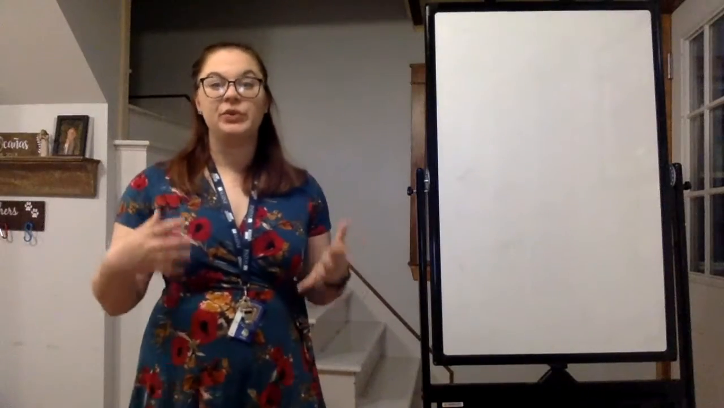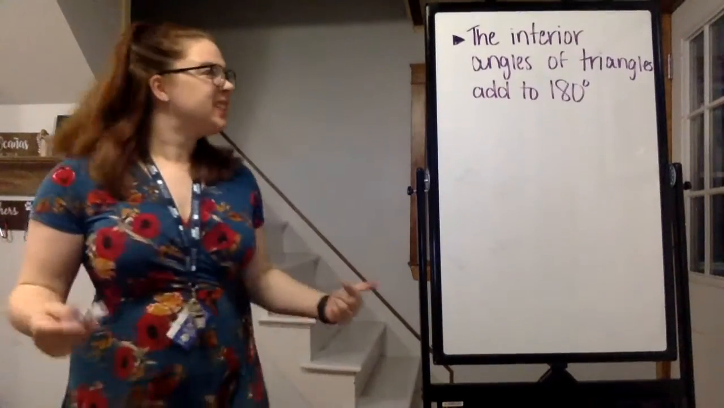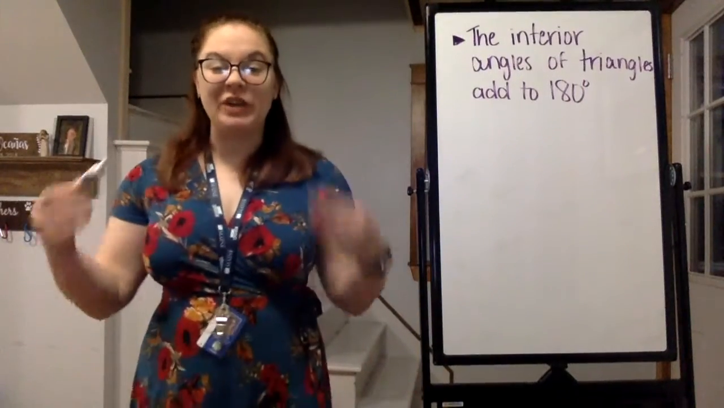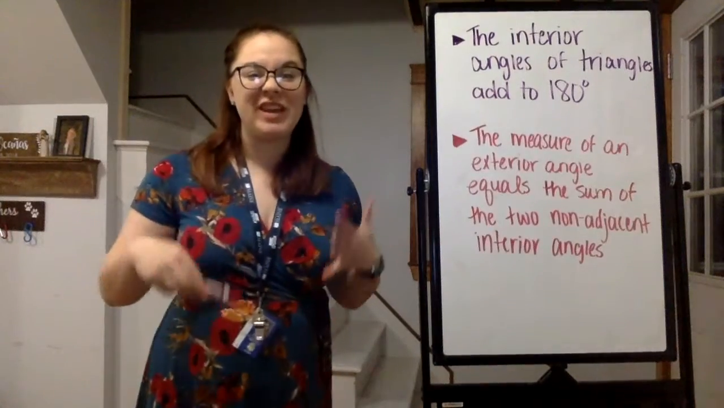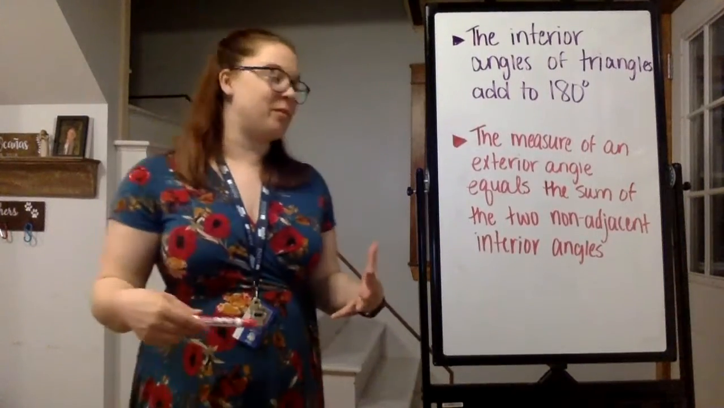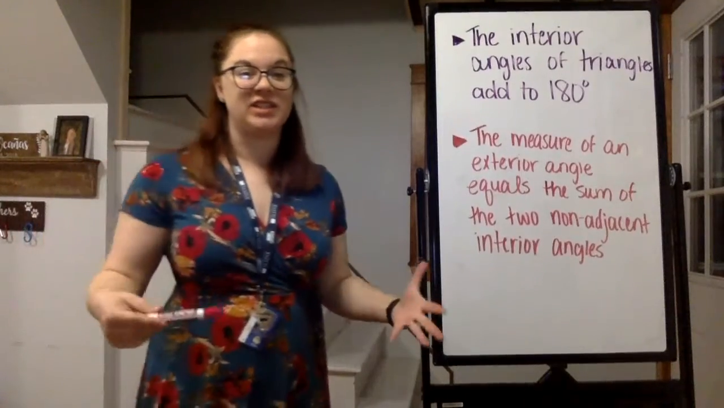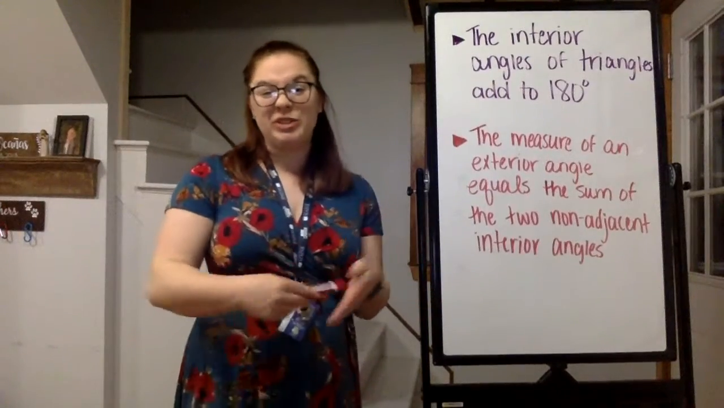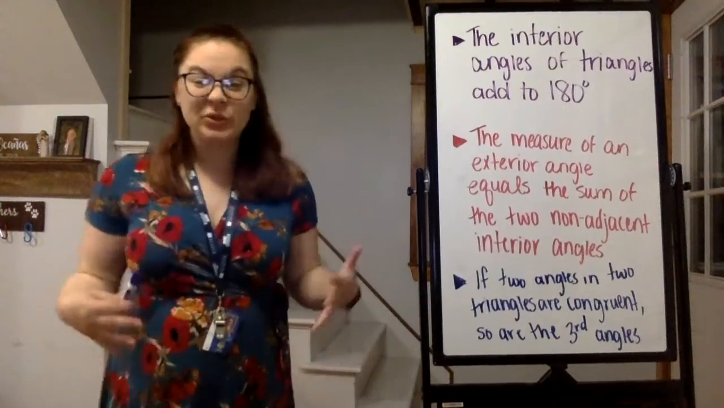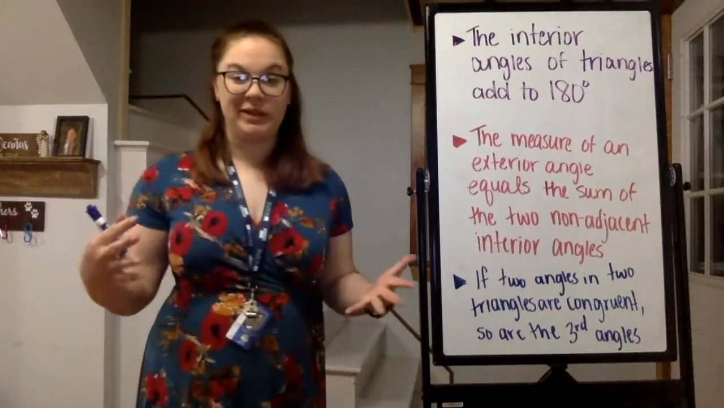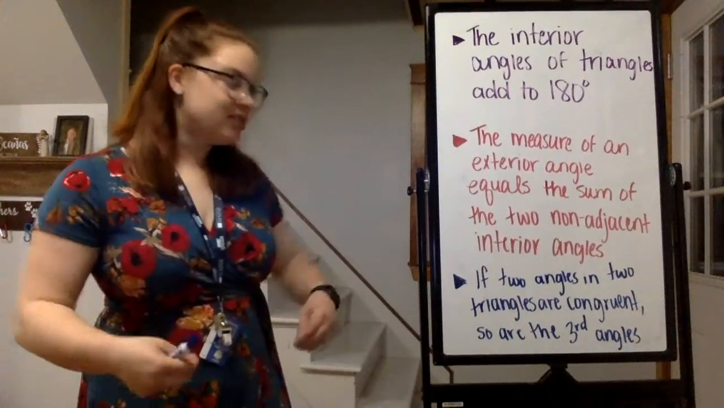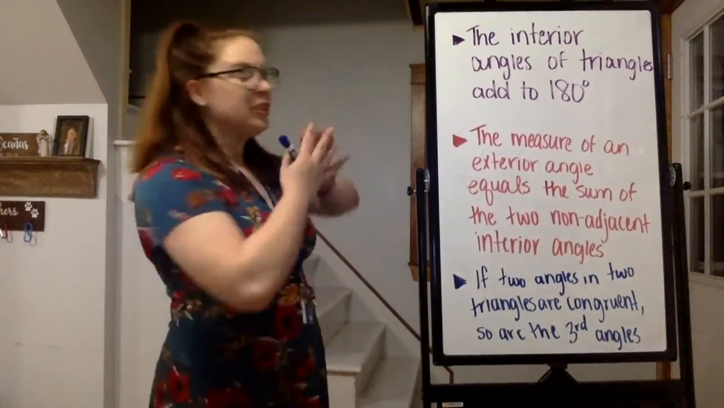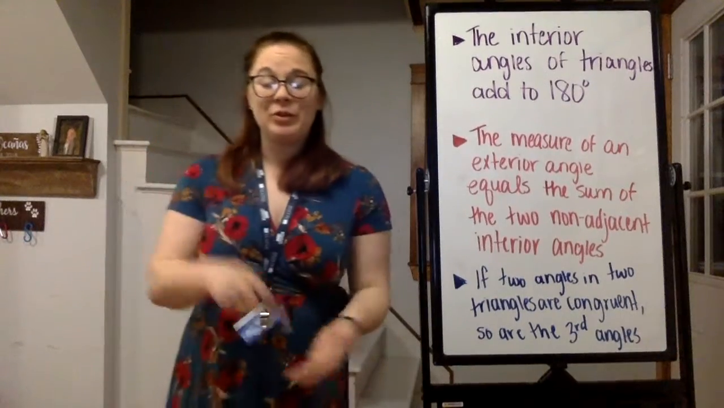So we've learned a few things about triangles today. The interior angles, the inside angles of a triangle, are going to add together to be 180 degrees. The measure of an exterior angle equals the sum of the two non-adjacent interior angles, the two inside angles of that triangle that don't touch that exterior angle. If two angles in two triangles are congruent, then the third angles are congruent as well. They are the same. Today we learned these three things. I hope you learned a little bit.